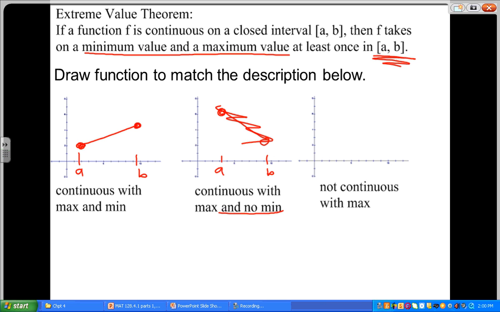No, that's not a specific value. Going to negative infinity, like right here? I can make one, sure, like that. That would have a minimum but no max. But it's not on a closed interval from A to B. On a closed interval, f of A and f of B exist.